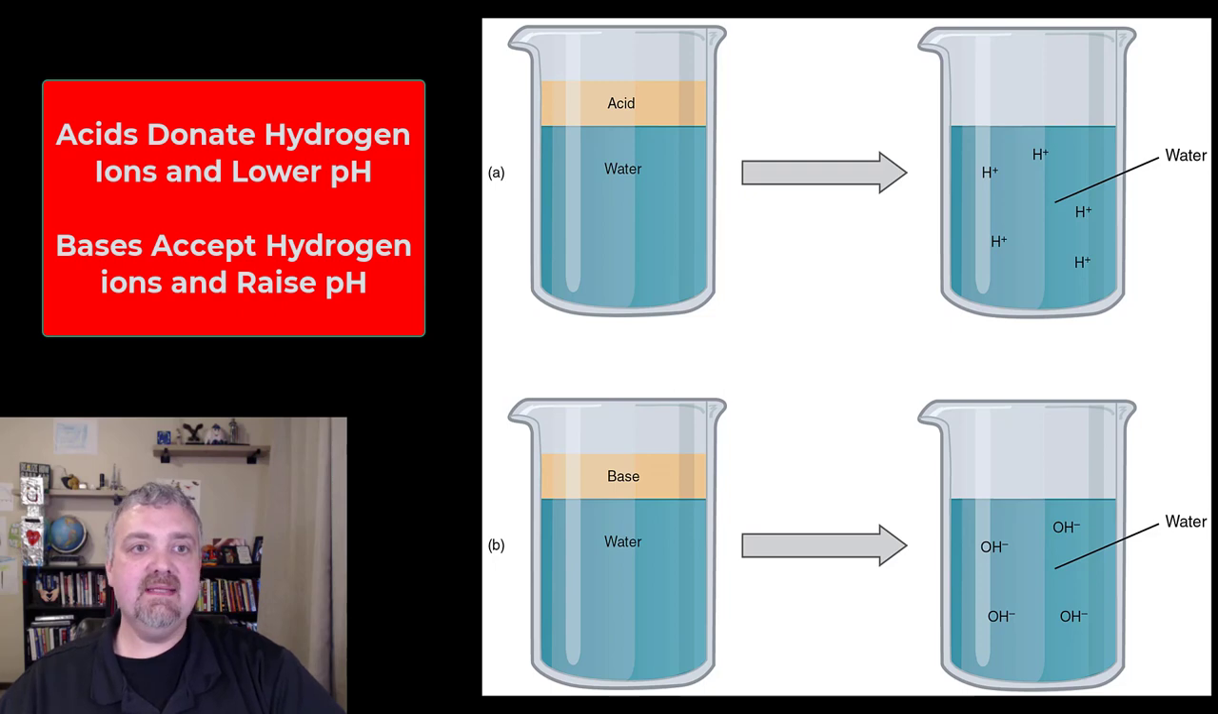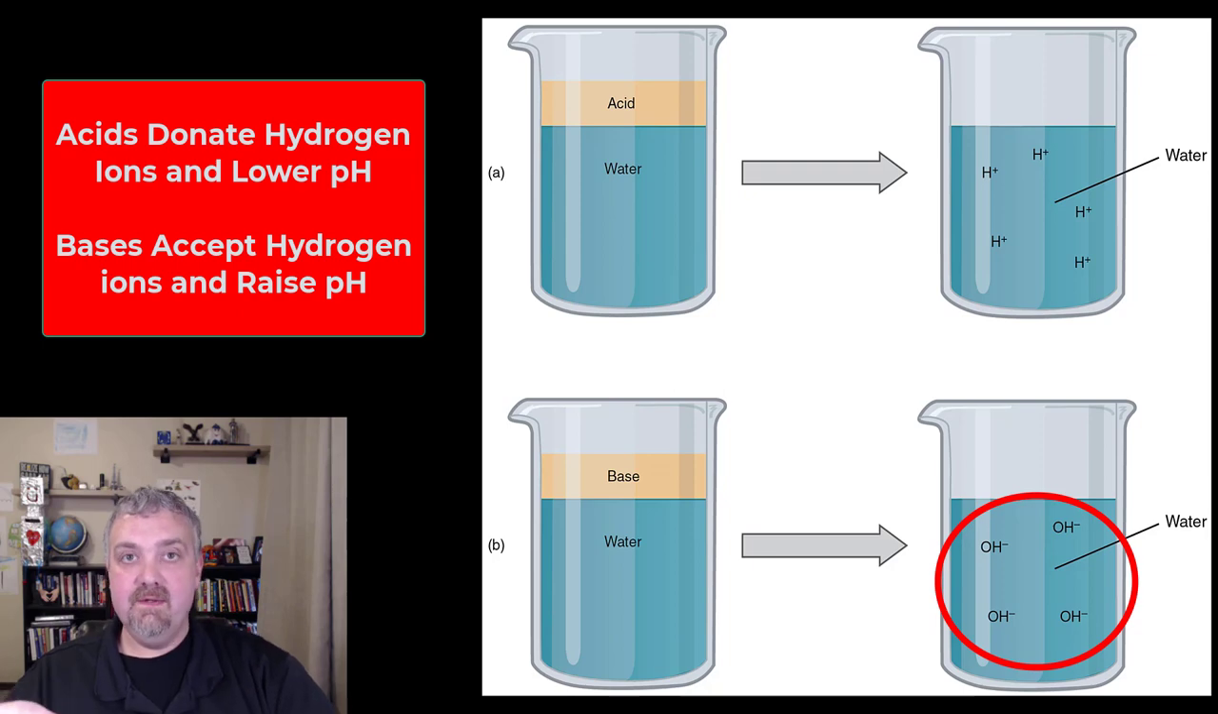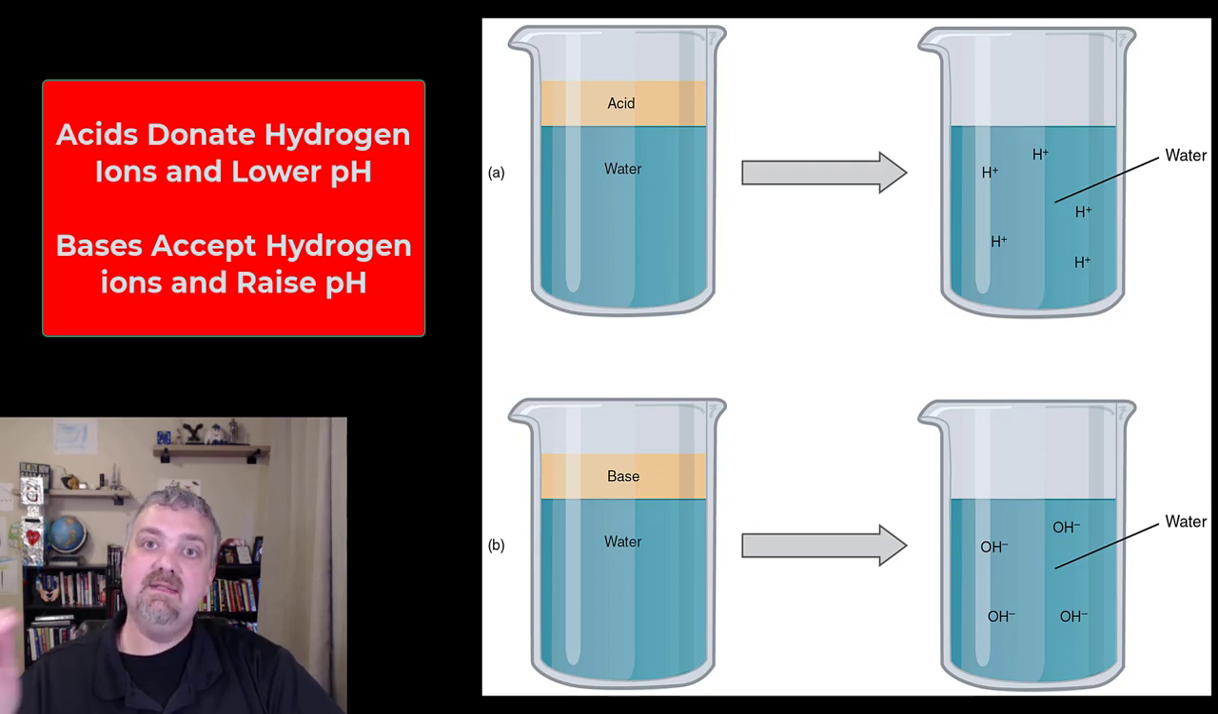So here you see at the top, an acid is anything that donates hydrogen ions to a solution, because the more hydrogen ions there are, the lower the pH will be. A base is anything that accepts hydrogen ions and raises the pH. Now how it does so is you see here, bases have a lot of hydroxide ions. They are going to bond to a hydrogen ion forming water, and that's how they pull hydrogen ions out of a solution. So acids donate hydrogen ions and lower the pH. Bases accept hydrogen ions and raise the pH.